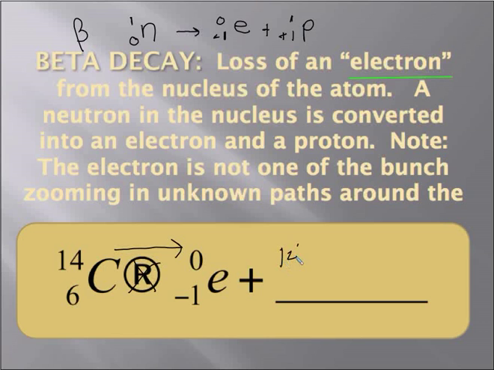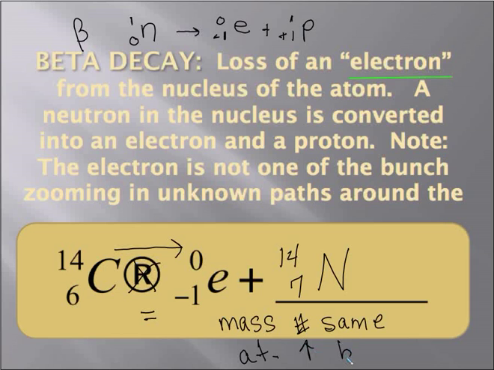And so if we look over here, it would be 14 plus 0 is 14. Remember, we're making the numbers equal on both sides of the arrow. And then it would be 7 minus 1 is 6. Element 7 is nitrogen. Now, in this case, my mass number is the same, and my atomic number went up by 1.